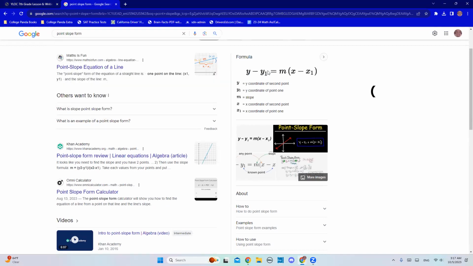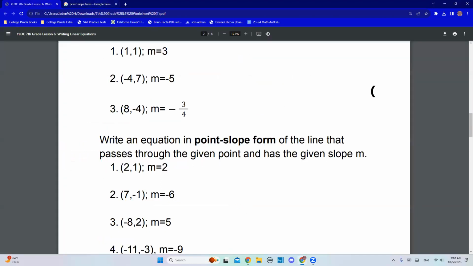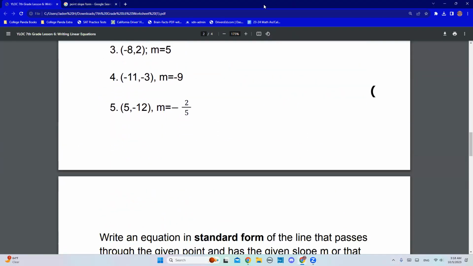So y1 would just be a coordinate, a point on the graph, like the y coordinate of a point on the graph, and then x1 would be the corresponding x coordinate of the point on the graph.